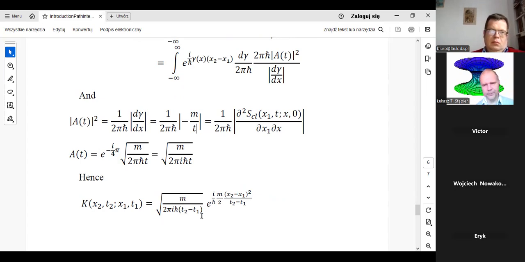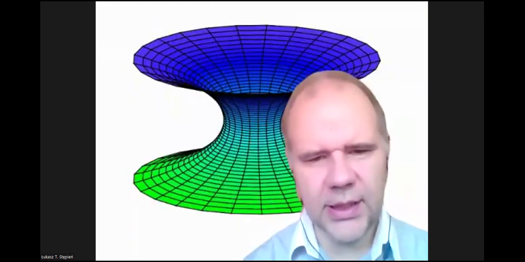So this is the simplest situation when we consider the classical path integrals approach. Yeah, it's a Gaussian. So this is the end of my talk, the end of my slides.